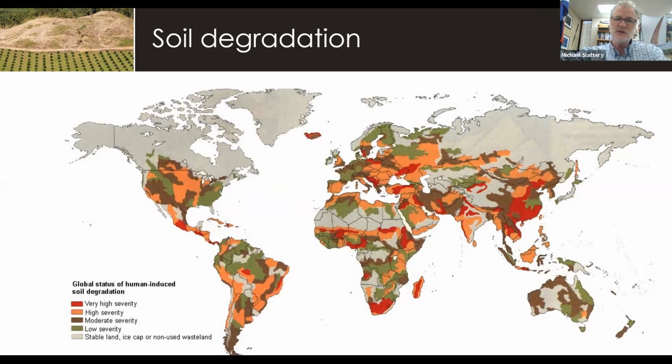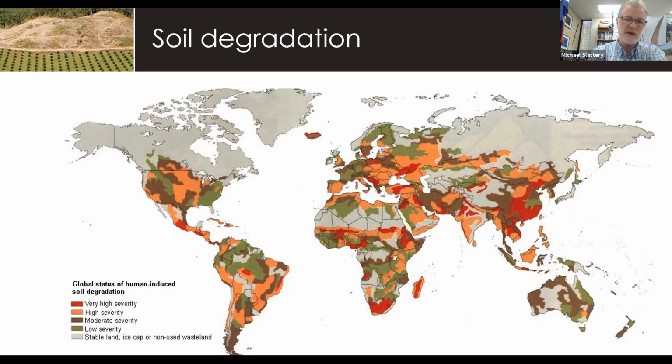There's physical degradation, so there's compaction, which is problematic because that reduces infiltration, increases runoff, and increases erosion. There's chemical degradation, the structural and chemical degradation of the soils. So it is a multi-layered issue, but for the most part, we're talking about the removal and the loss of soils.